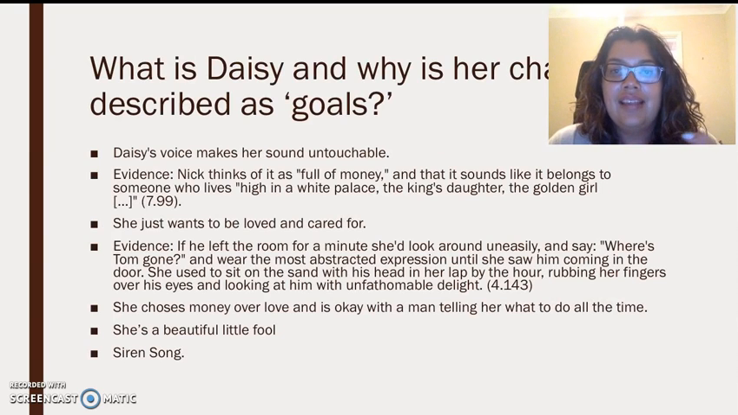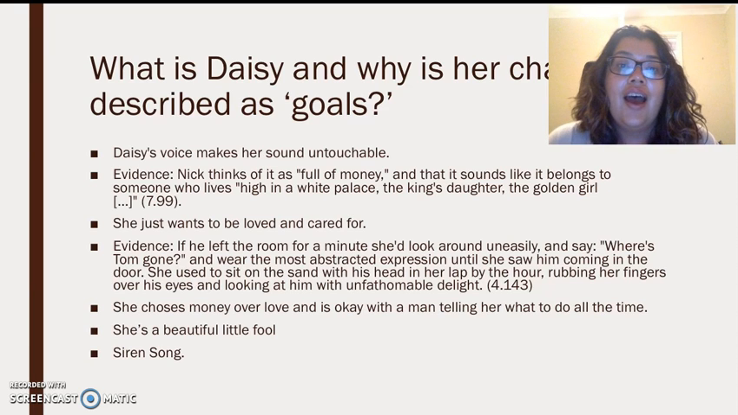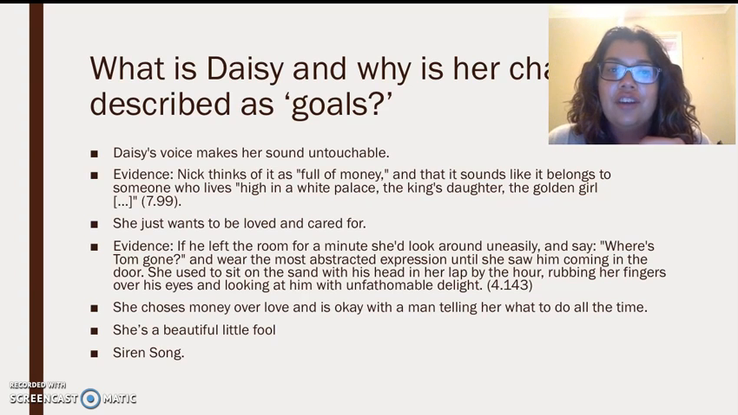Now, why is Daisy's character described as goals by some people? So Daisy's voice makes her untouchable, and there's a quote right here that says it. If you're doing a character analysis on Daisy, that's a very important quote. And she wants to feel loved and cared for. She's constantly looking for Tom. Even when he left the room for a minute, she's uneasy.